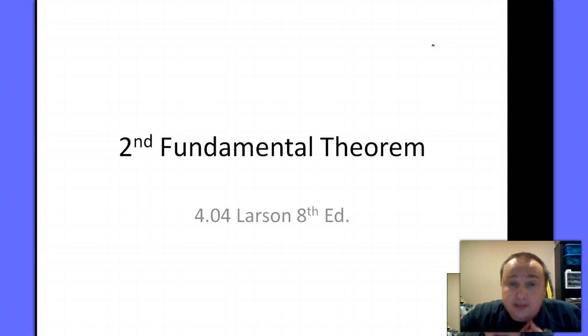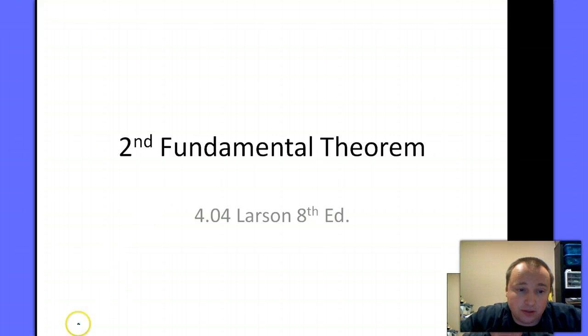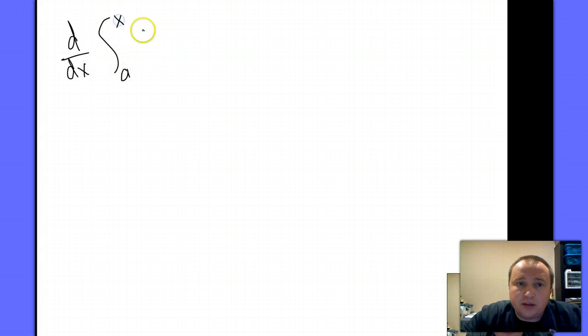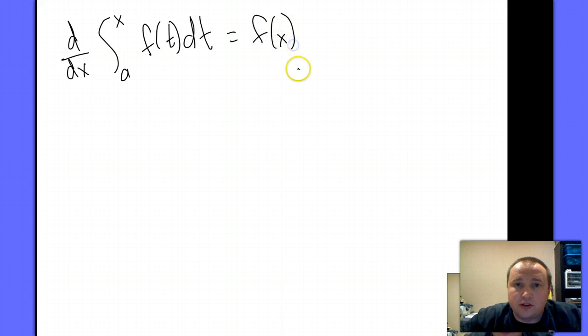Welcome. Today we're going to talk about the second fundamental theorem of calculus. The first fundamental theorem of calculus I've learned people are pretty good at, but the second one is a little bit more daunting. So we're going to go over the simple case, and then one of the cases that's a little more difficult. The second fundamental theorem of calculus says the derivative of the integral of a function is the function. Not very exciting, is it?